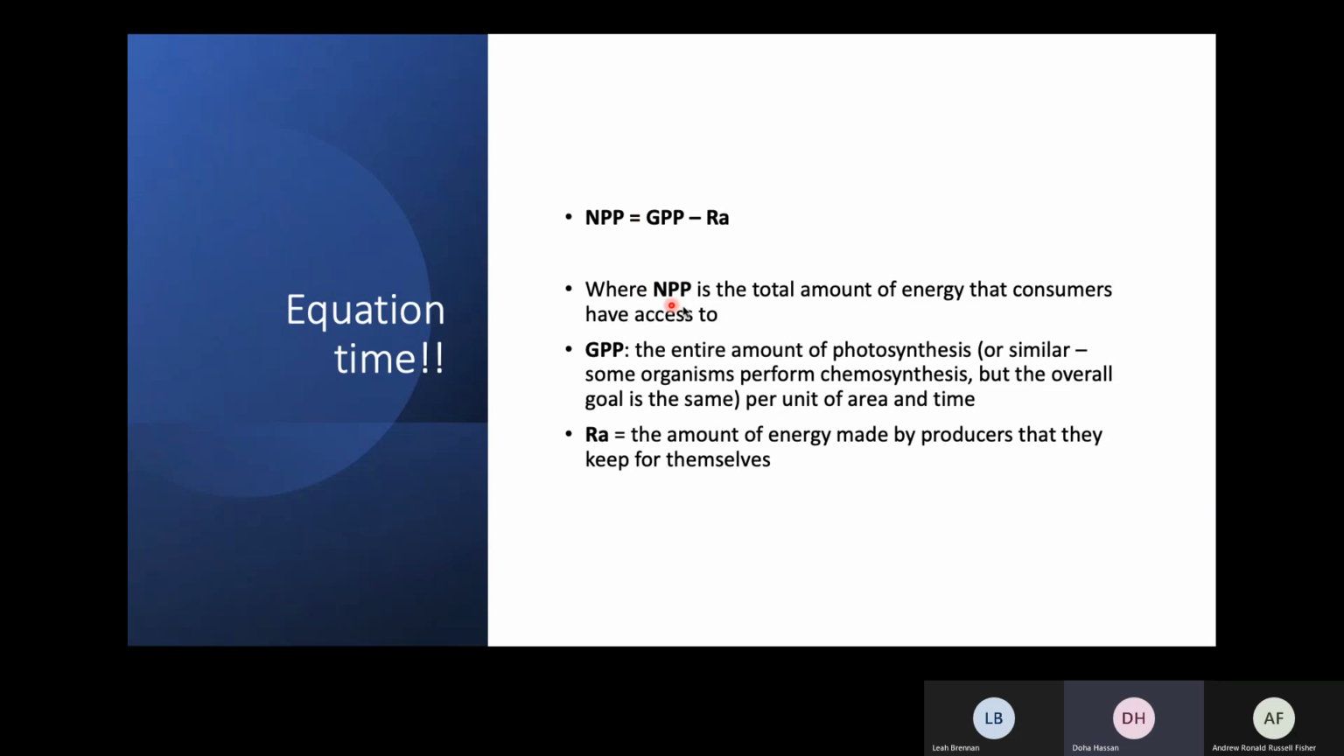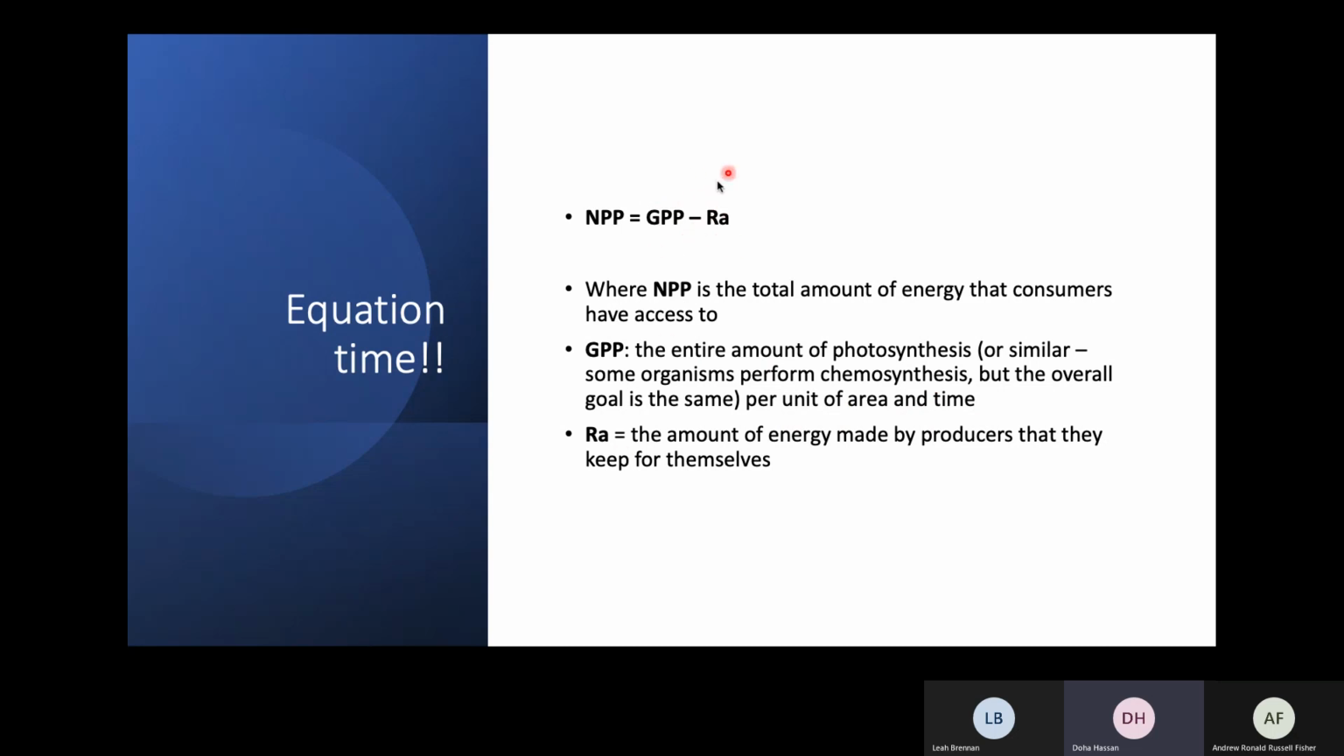So what goes into that number? Well, GPP is the first thing, gross primary production. This is the entire amount of photosynthesis, or if it's a different kind of organism that doesn't do photosynthesis but does something similar, maybe chemosynthesis, the goal is the same: they're both producing energy. So this is the entire amount of photosynthesis per unit of area and time, the total production by those primary producers.